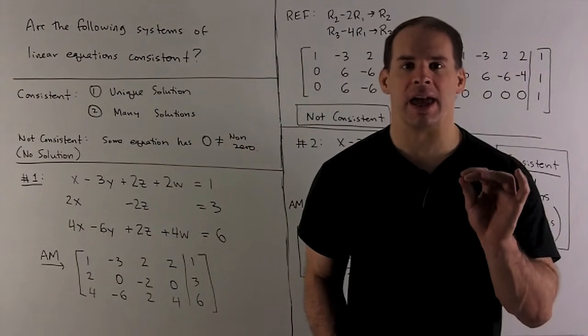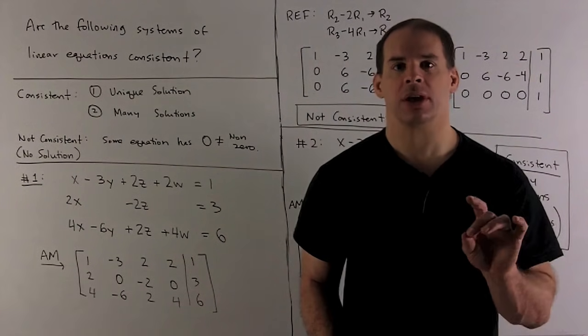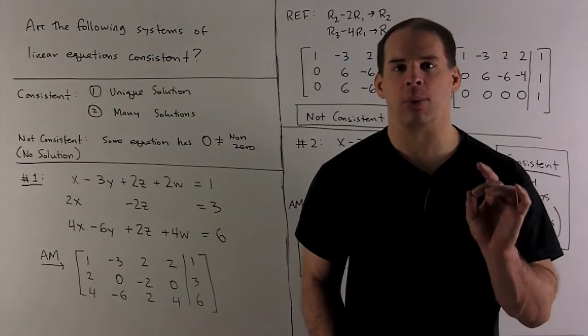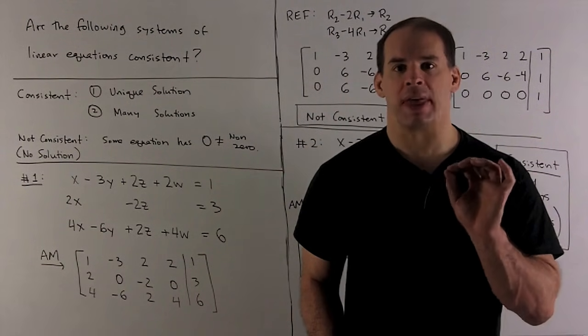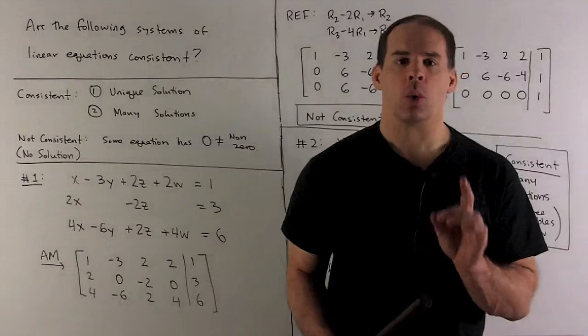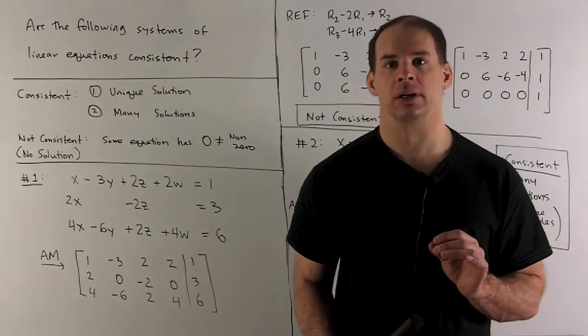Now, the only way we can get no solutions is if we take our equations, row reduce, go down to row echelon form, and wind up with a false statement. So that would be something like 0 equal to a non-zero number, or two numbers that are not equal to each other being set equal to each other.